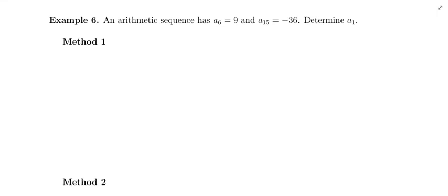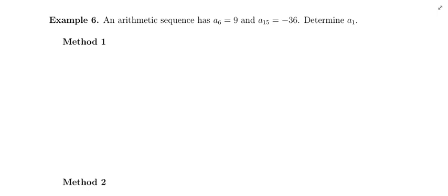Example 6. An arithmetic sequence has A6 equal to 9 and A15 equal to negative 36. Determine A1. I am going to solve this problem using two different methods. You pick which method you like better.